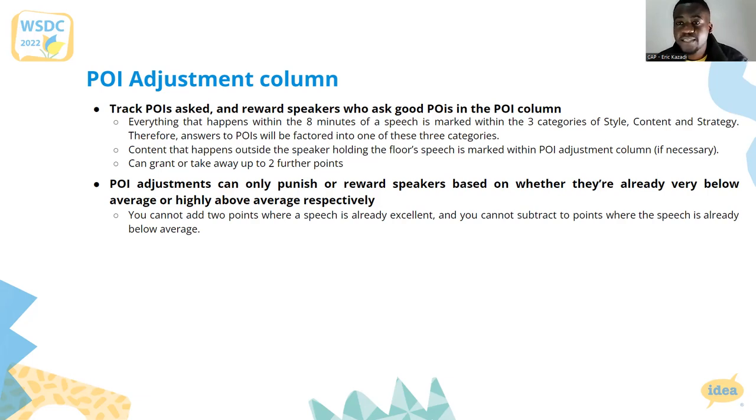So in instances where a speaker gives a below average or maybe an average speech, but then gives you an exceptional POI, those are the instances where you can perhaps use your discretion to give one more point in the POI adjustment column or two more points, and vice versa. So the converse would also be true for high quality speeches, but very poor POIs. There has to be a distinction in the quality of the POI and the substantive speech in order for you to use the POI adjustment column.